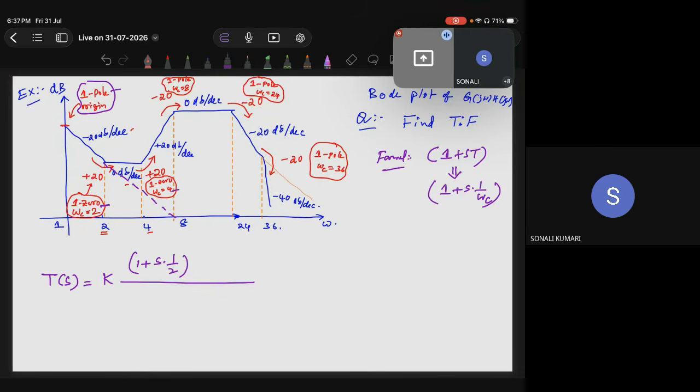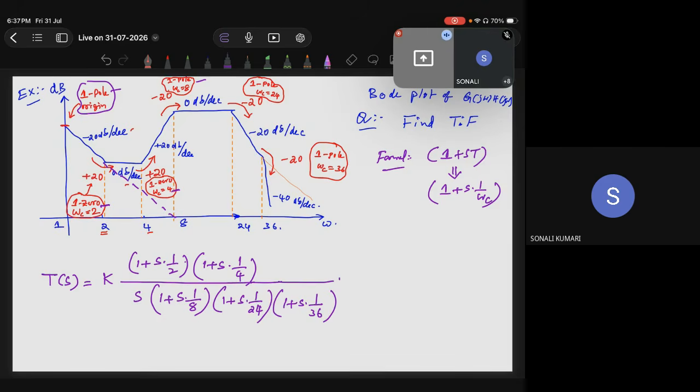So the first one is a pole, that you can directly add. Okay, so this is a zero. Next zero, this one. What is it? 1 plus S multiplied by 1 by 4. Correct? Next, this one, 1 plus S multiplied by 1 by 8. Okay, so 1 plus S multiplied by 1 by 24. 1 plus S multiplied by 1 by 36. Is this clear?